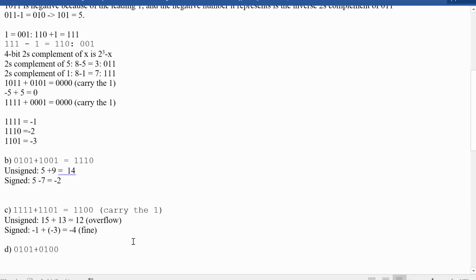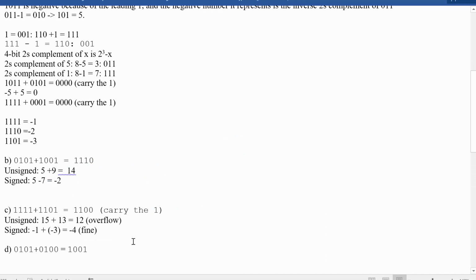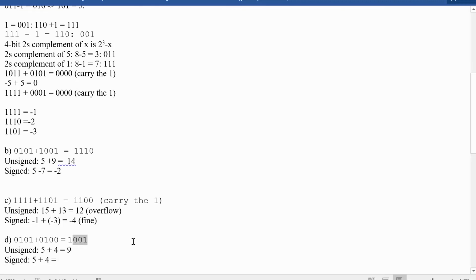Okay, final one. We've got 0101, and adding this to 0100, that would be 1001. So what this means, unsigned, this says, let's see, that'd be 4 plus 1, 5, plus 4 equals 9. As signed numbers, it says 5 plus 4 equals, now, because of this leading 1, that's not 9, this means negative that, and let's check, that's 1 below the maximum negative number that you could represent, which should be negative 8 in 4-bit signed. So this should be negative 7.